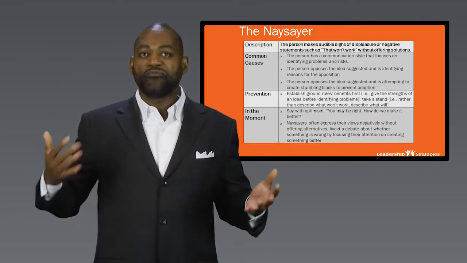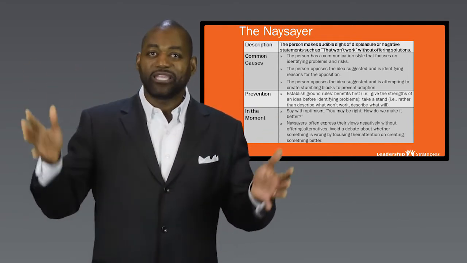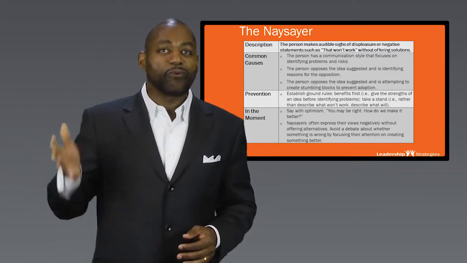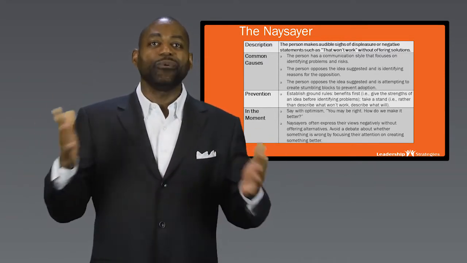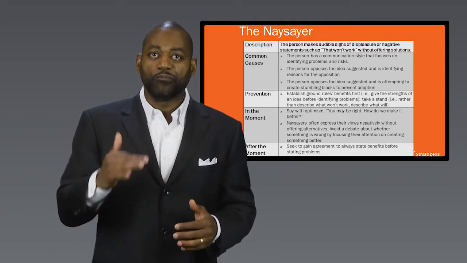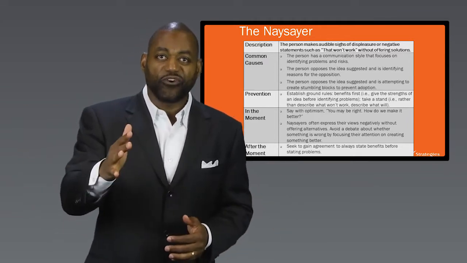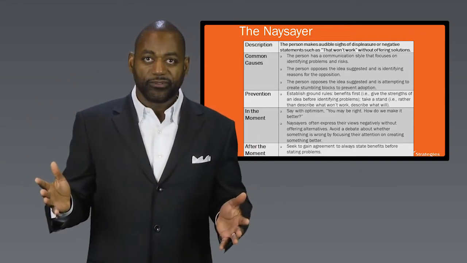What do you do in the moment when faced with the naysayer? Just as you saw in the example, say with optimism, you may be right. How do we make it better? How do we fix it? After the moment, it may be helpful to meet with the naysayer privately to gain agreement to always state benefits first before stating problems.